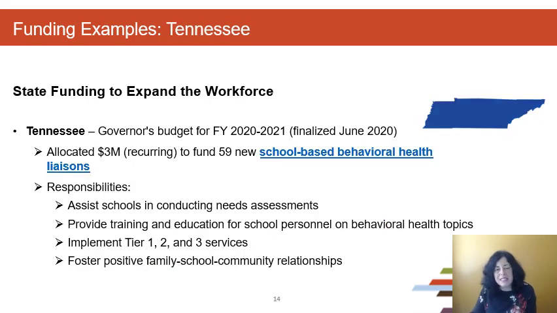In this example from Tennessee, $3 million in recurring state funding was allocated to support staff positions called school-based behavioral health liaisons. The funds bring master's level clinicians to the 59 remaining counties in the state that did not previously have such a position funded. These liaisons help coordinate and support comprehensive school mental health services by first, helping schools conduct needs assessments of school behavioral health needs. Second, providing training, education, and support to school personnel on topics related to behavioral health and trauma-informed approaches. Third, implementing Tier 1, Tier 2, and Tier 3 services. And fourth, fostering positive relationships between families and schools.